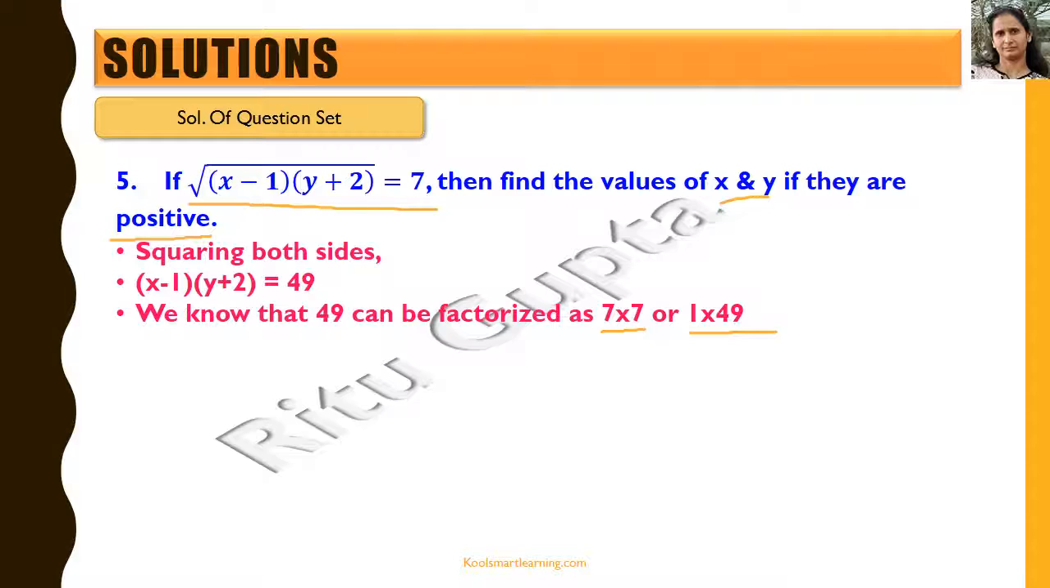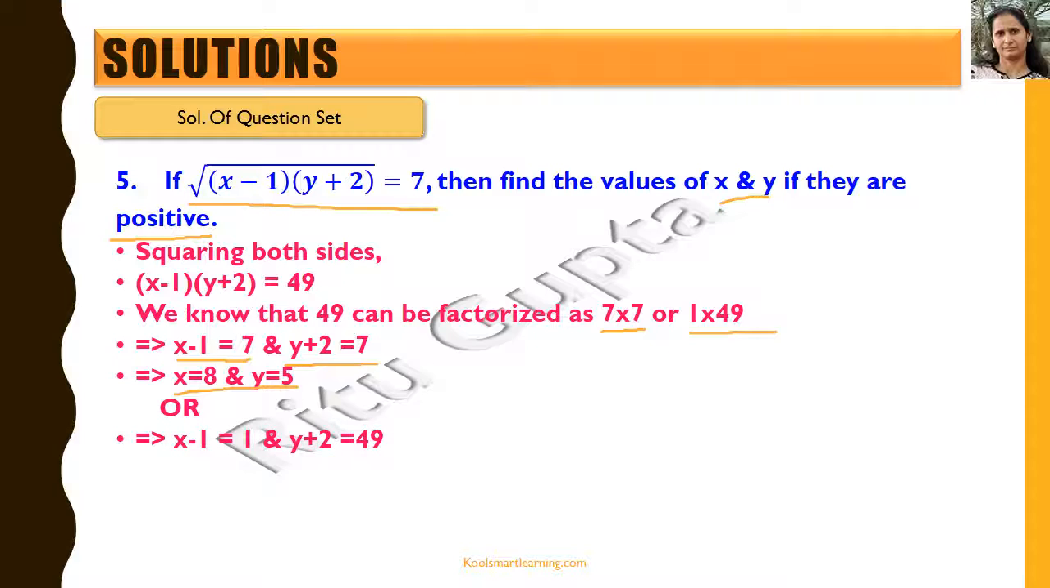Now we'll take 7 by 7 first, and we say that x minus 1 is equal to 7 and y plus 2 is equal to 7. That gives us x is equal to 8 and y is equal to 5. Now we take the second option, which states that the factors are 1 and 49. So we take x minus 1 is equal to 1 and y plus 2 is equal to 49, and we get x is equal to 2 and y is equal to 47.